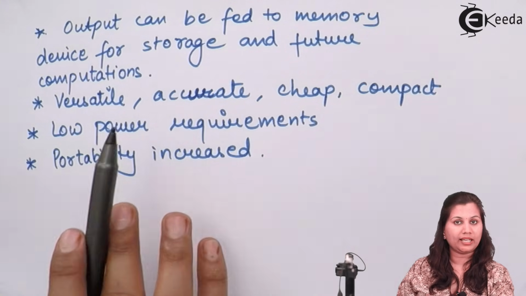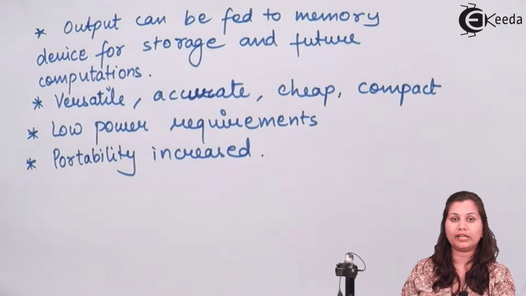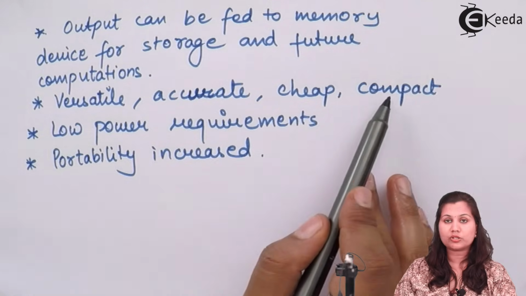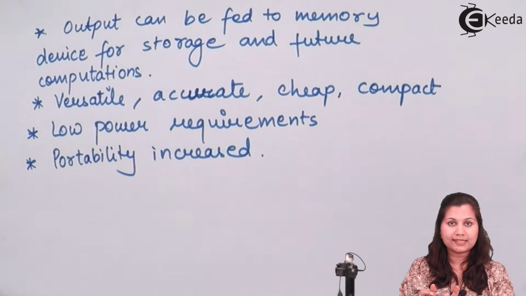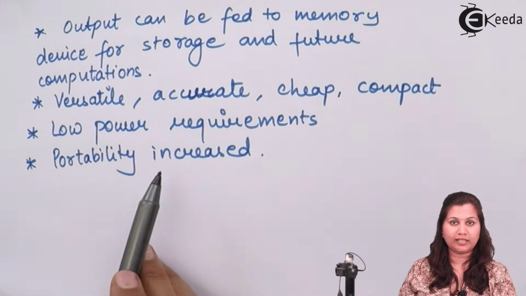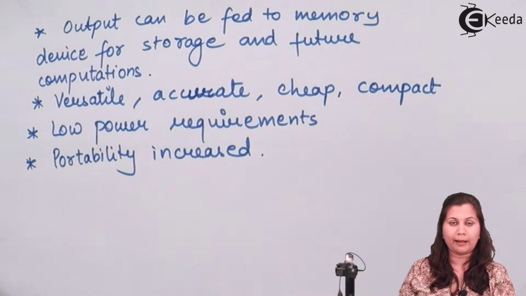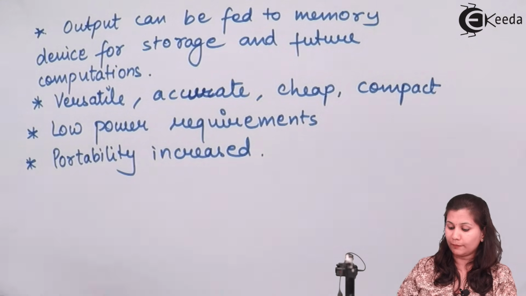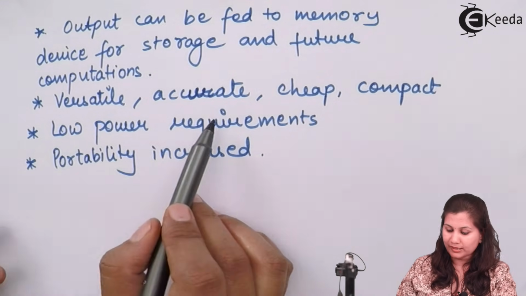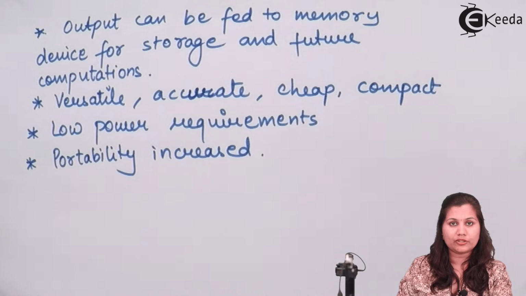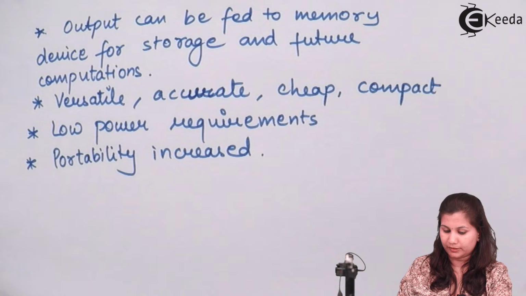They can be used in any type of environment. No error will occur if the device falls from the table. Also their size is very small, so they are very compact and portability is increased. We can use them anywhere, in the laboratories or outside the laboratories. Their power requirement is very low. So these are all the advantages of digital voltmeters.